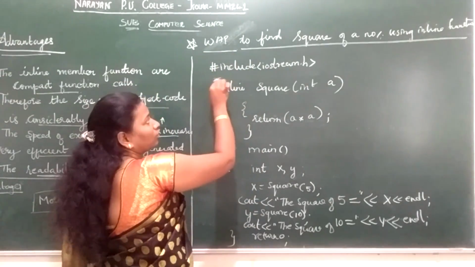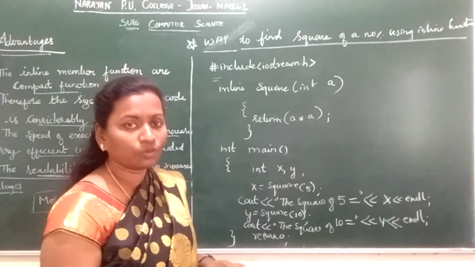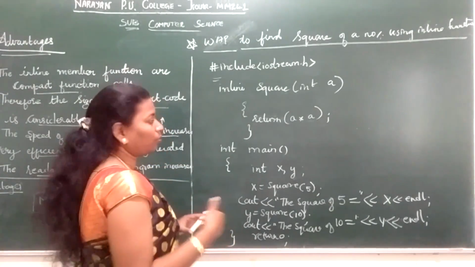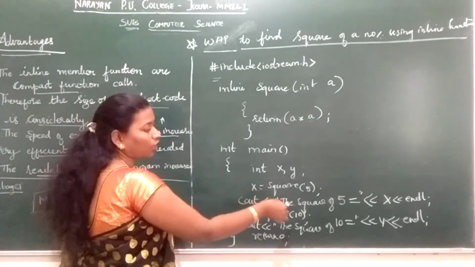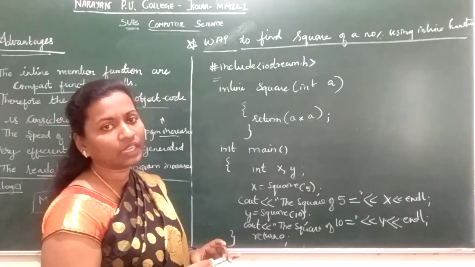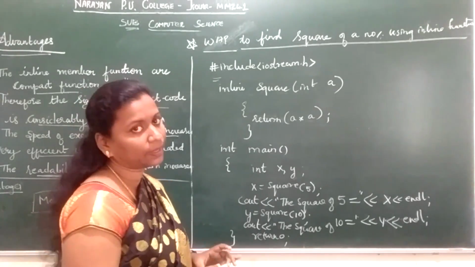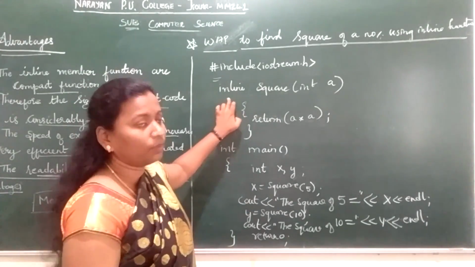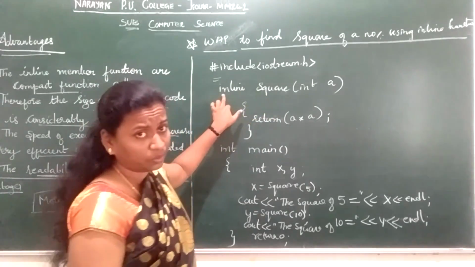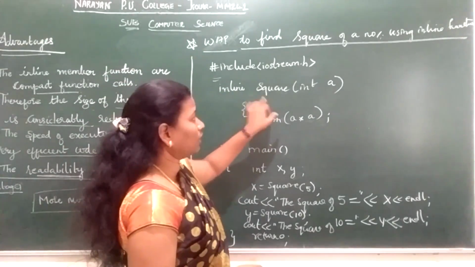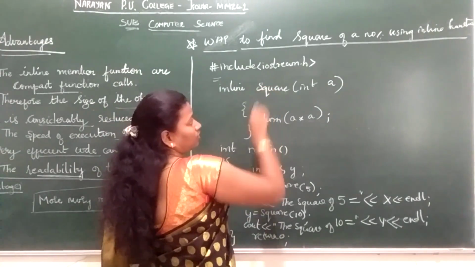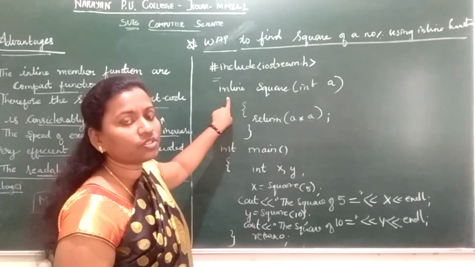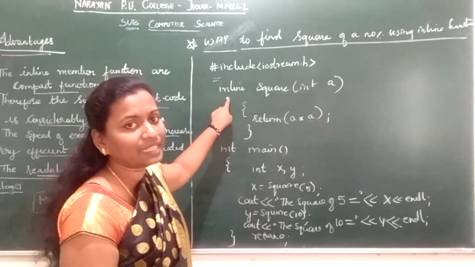So first you need to include the header files. After that you need to define the inline function body. Before writing the main function, before calling the inline function, the definition of the inline function has to be clearly defined. So I have the keyword inline. When I was talking about the features, I told you before your function name you should write the keyword inline. So what is my function here? Square is my inline function. How will I get to know that it is the inline function? There is a keyword prefixed before the function name, that is inline.